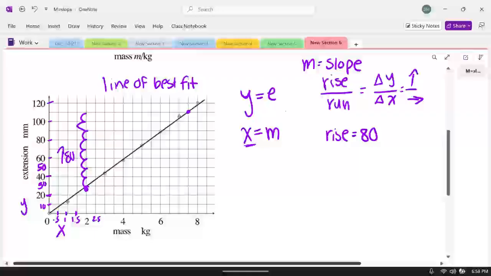Then I need to figure out my run. How much did it go over? From here, I'm going to go all the way to my dot, and I'm going to count the amount of lines, but I'm going to count by 0.5 now because each of these lines is actually 0.5. So this is going to be 0.5, 1, 1.5, 2, 2.5, 3, 3.5, 4, 4.5, 5, 5.5. That would be, my run is 5.5.